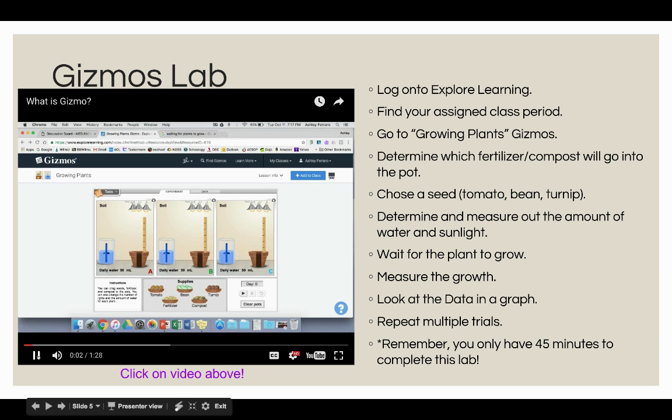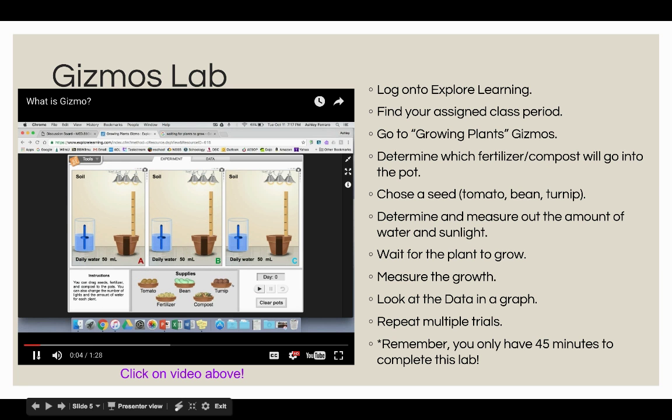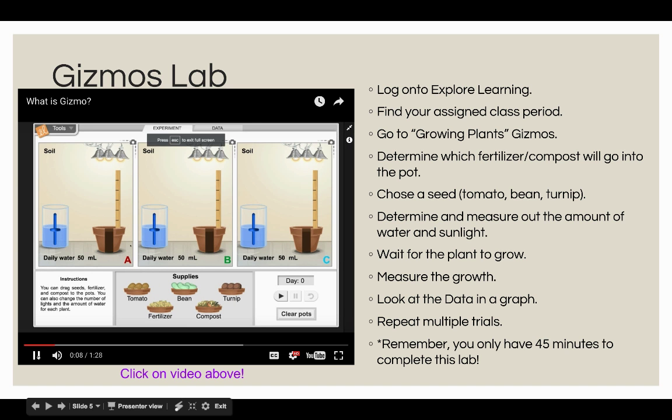So with Gizmos, students will launch the lab. You can put it in presentation mode. You then have your tomato, bean, turnip, compost, and fertilizer. You choose what goes where. Students may manipulate any supply that they want to see which works best.